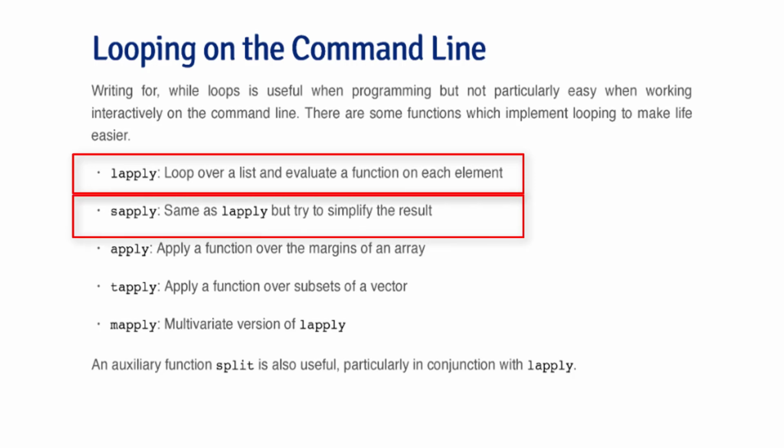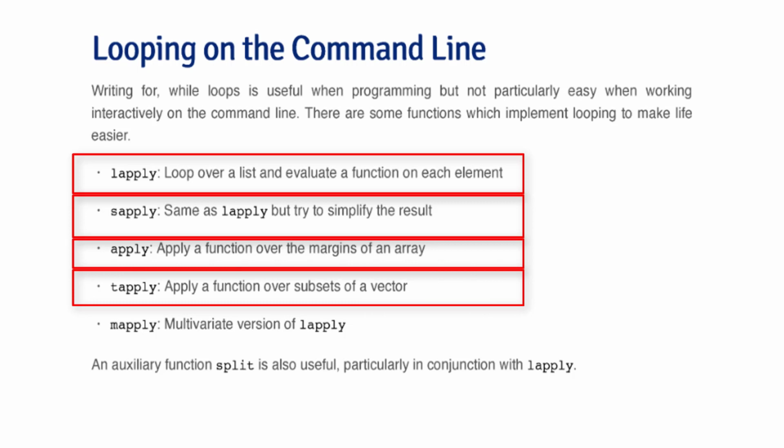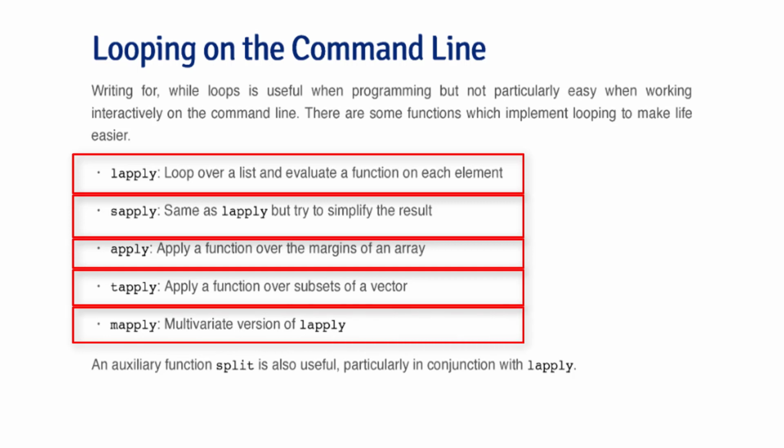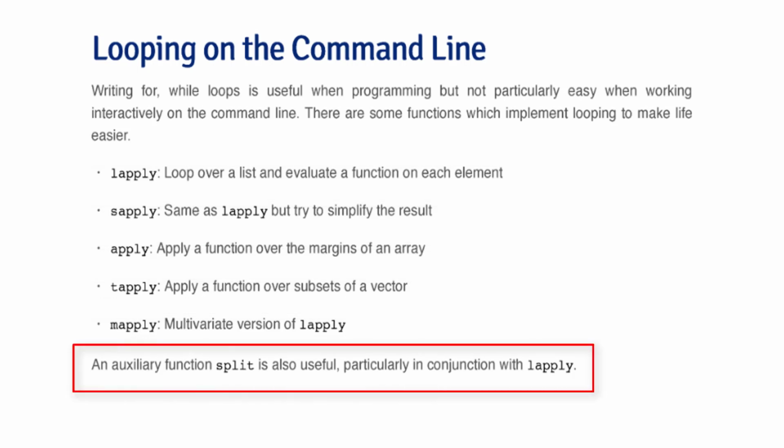Sapply is a variant of lapply that simplifies the results. Apply is a function that operates over the margins of an array, so this is very useful if you want to take summaries of matrices or other high dimensional arrays. Tapply is short for table apply, and it applies a function over subsets of a vector. And mapply is a multivariate version of lapply, so I will go into details about how these work in a minute. There's also another function called split, which doesn't actually apply anything to objects, but it's often useful in conjunction with functions like lapply or sapply because it splits objects into sub-pieces.